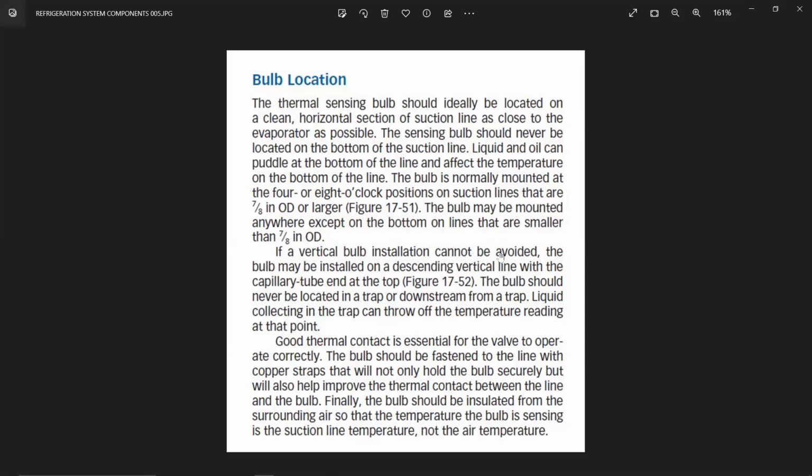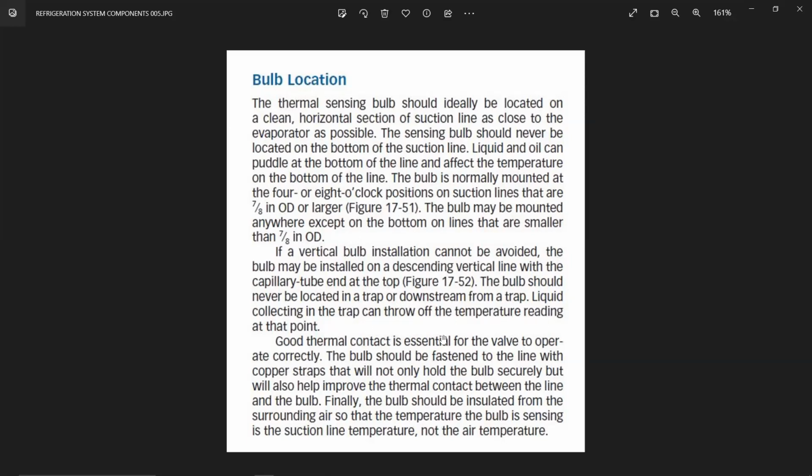If a vertical bulb installation cannot be avoided, the bulb may be installed on a descending vertical line, as you saw yesterday, with the capillary tube end at the top. The bulb should never be located in a trap or downstream of a trap. मतलब आपका वो भी trap के नीचे नहीं होना चाहिए. The liquid collecting at the trap can throw the temperature reading off.